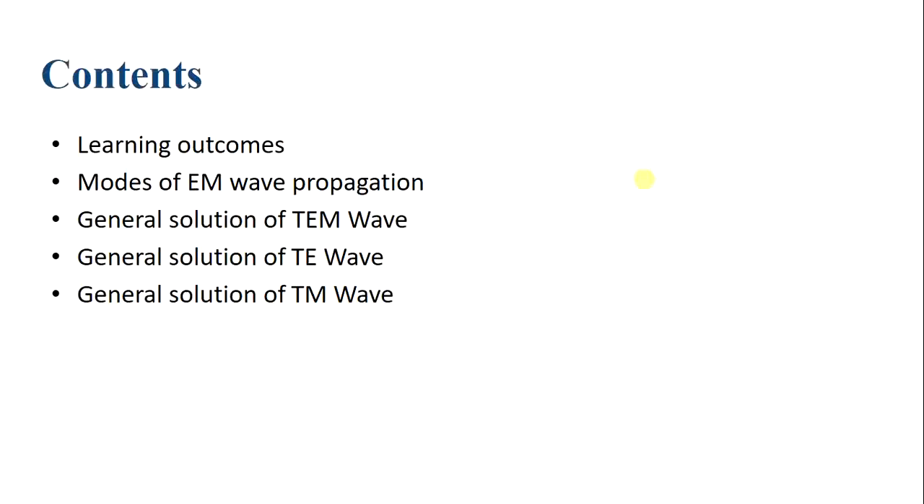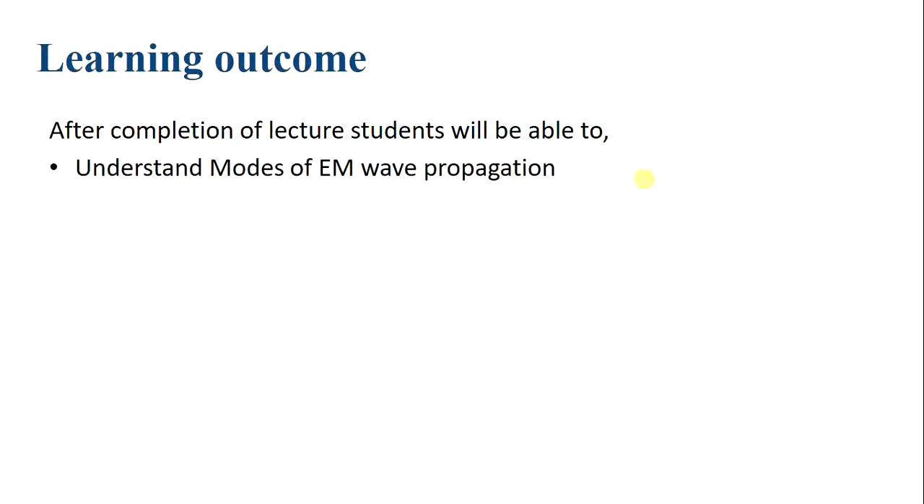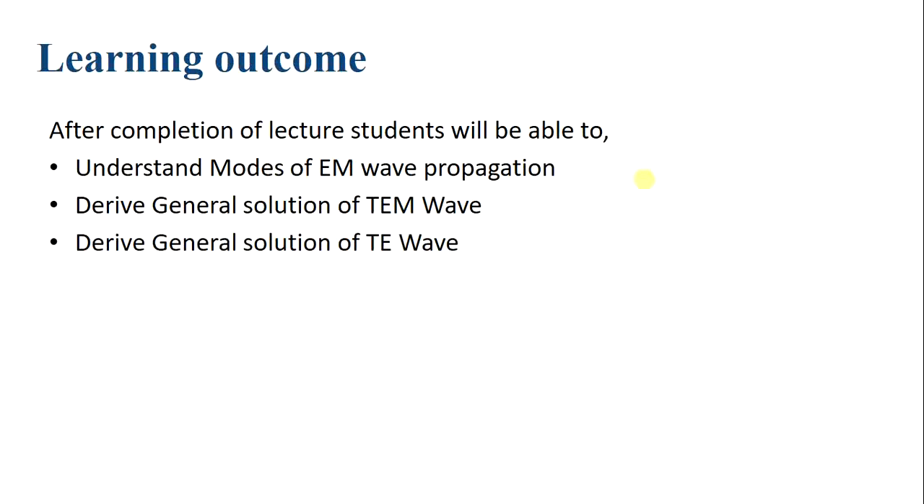Learning outcomes, the modes of EM wave propagation, general solution of transverse electromagnetic wave, general solution of transverse electric wave and general solution of transverse magnetic wave. Coming to the learning outcome, after completion of the lecture, students will be able to understand the modes of EM wave propagation like TEM, TM and TE wave, and derive the general solution of transverse electromagnetic wave. Students will be able to derive the general solution of transverse electric wave as well as the transverse magnetic wave.